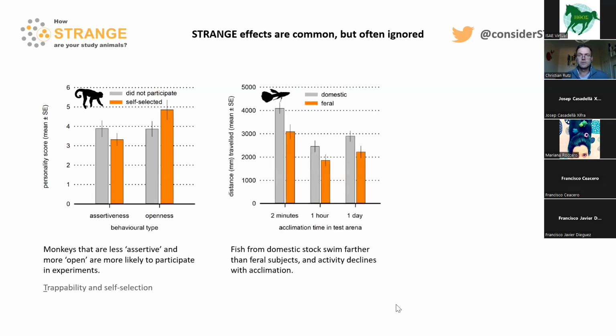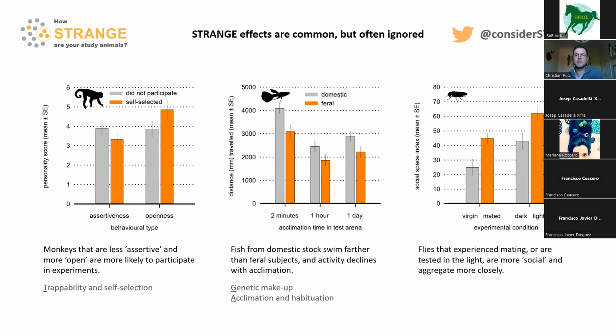This is another example, this time one on fish. This is for guppies, where the researchers compared domestic stock and feral subjects. And they found that fish from domestic stock swim further than feral subjects, and activity declines with acclimation. So we have two things going on here. First of all, it matters where our test subjects come from, domestic versus feral. And it matters when we test them. So this is the G for genetic makeup and A for acclimation and habituation. And interestingly, the A, the acclimation or habituation, applies both for our domestic and our feral subjects.